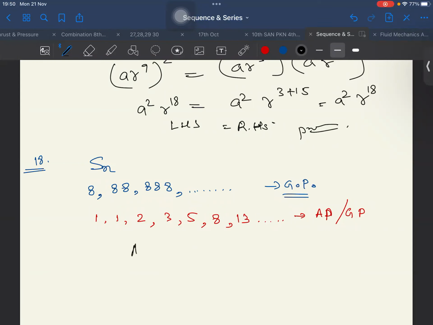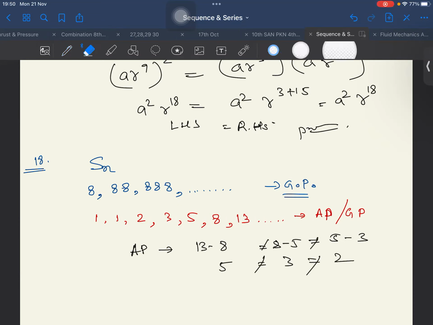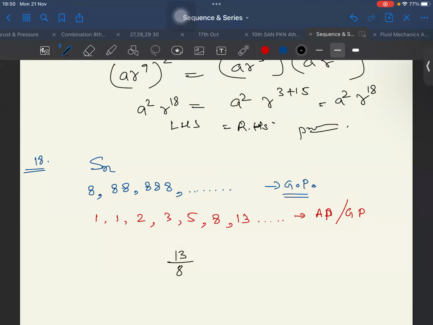This is neither. See, AP means it should have a common difference. That means 13 minus 8 should be equal to 8 minus 5 should be equal to 5 minus 3. Are they equal? 13 minus 8 is 5, 3 is equal to how much? 2. So they are not equal, right? That means they do not have a common difference. So this is not AP. Okay, fine. GP means they should have a common ratio. 13 upon 8 is equal to 8 upon 5. Is it? It's not. So it's not GP also. It's a special series. Let's not talk about that series. We haven't discussed it. So whether this is in AP or GP.